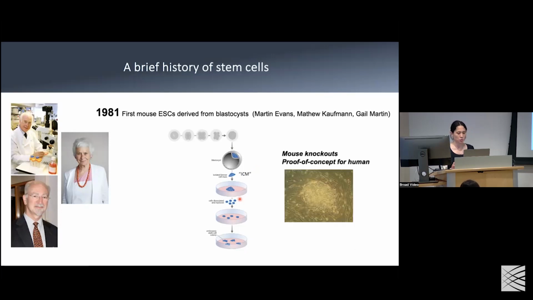And this was really essential work for future generation of mouse knockouts. And it was also proof of concept that something like this could potentially be done in human as well. And shown below is just a generic stem cell colony. This is what they look like when they grow in vitro. It's this ball of cells here in the center.